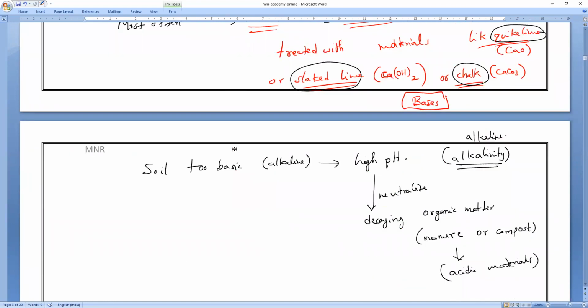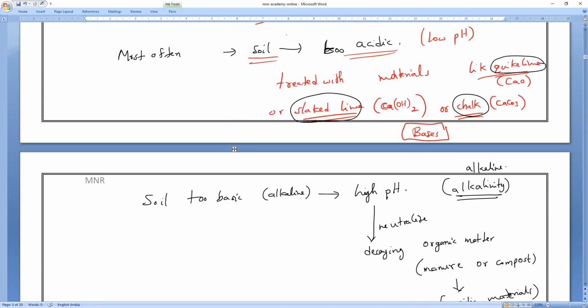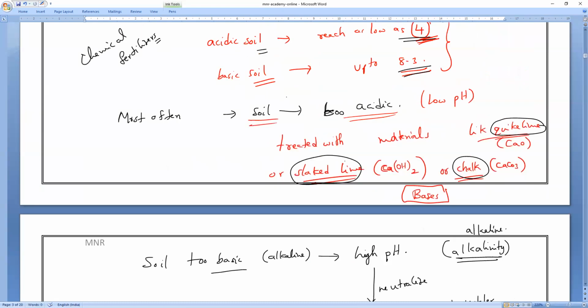So all of you remember, when the land is too basic, we have to add manure or compost. When the land is too acidic, we have to add what? We have to add quicklime or slaked lime or chalk. Yeah, calcium carbonate, that is chalk.